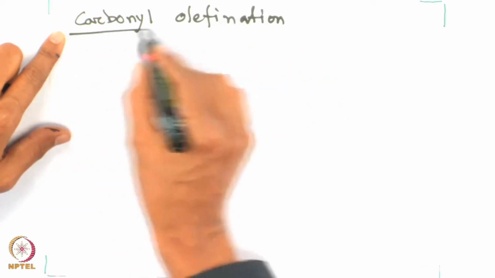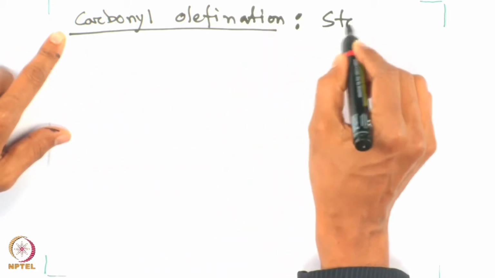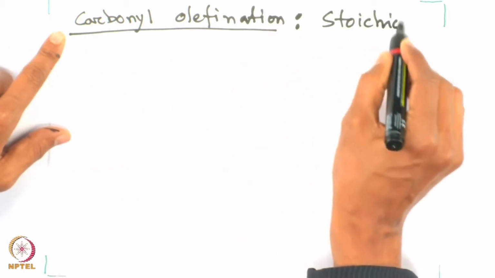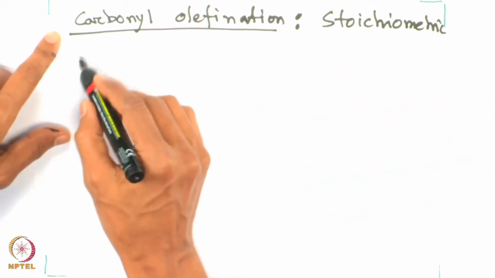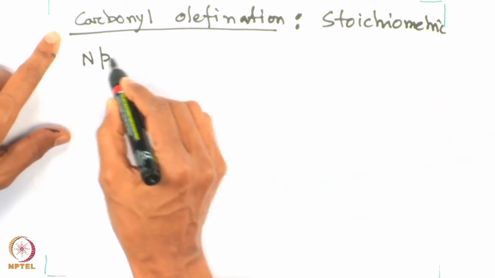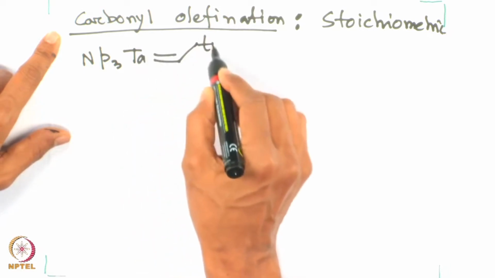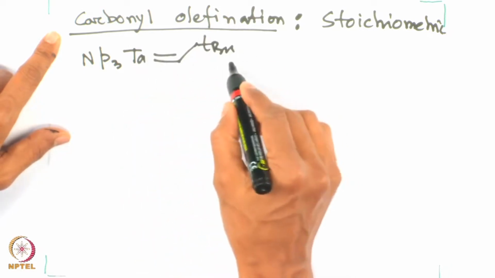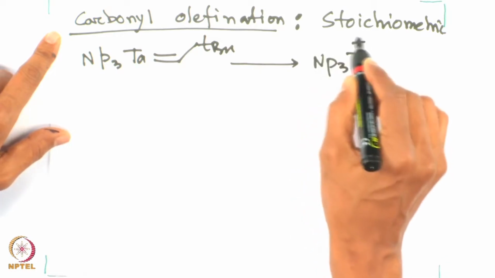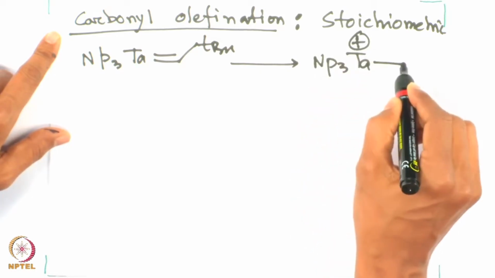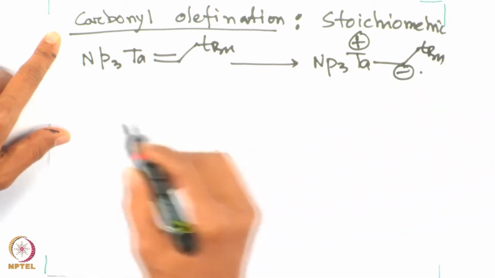Carbonyl olefination, also alkylidyne chemistry, these are stoichiometric reactions. Of course, that is true also for the Wittig reaction. The chemistry we will discuss today is with the Schrock carbene. This is the Schrock carbene. You can draw it in a different fashion, as we have discussed. Schrock carbene is nucleophilic at the carbon center.